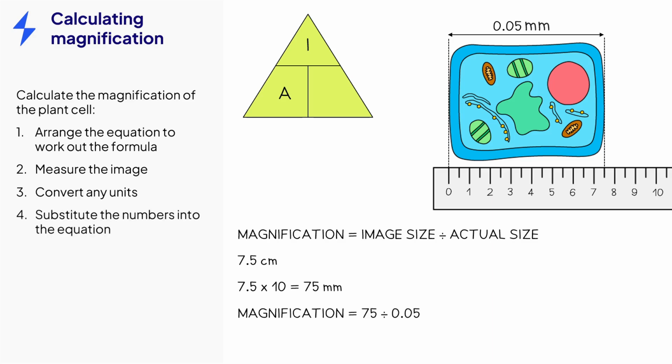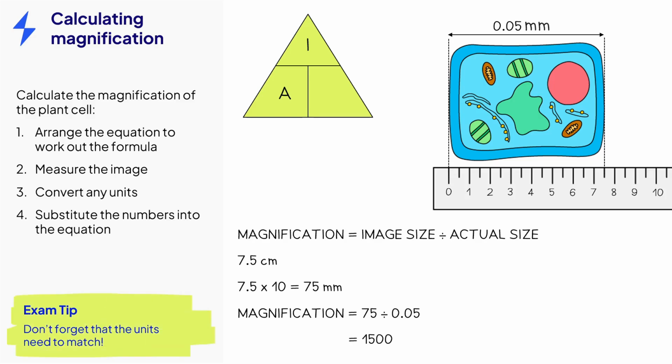We can put our numbers into the equation and work out the answer, which is that the cell has been magnified 1,500 times. The most common mistake here is to forget to convert units. Don't forget that they need to match.